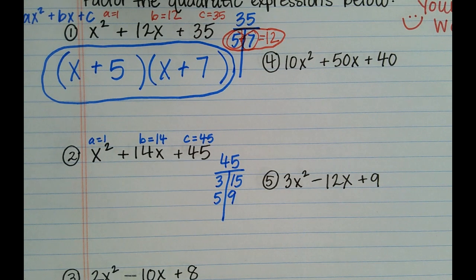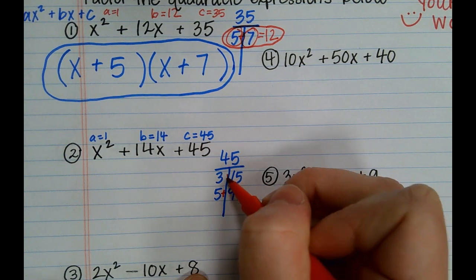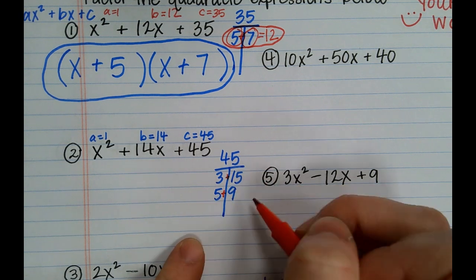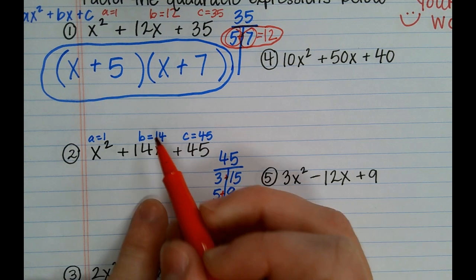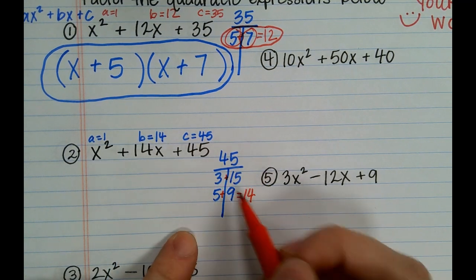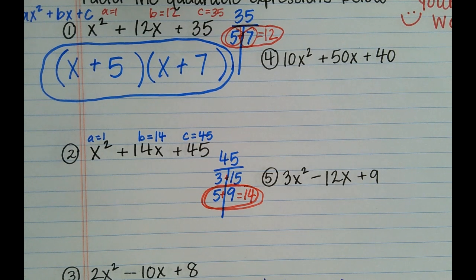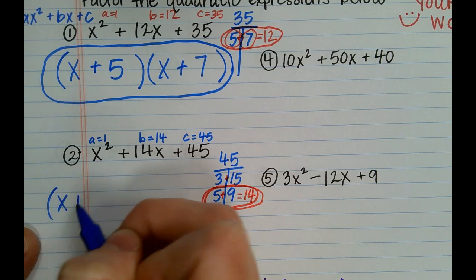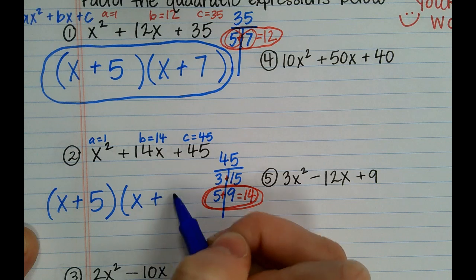9 plus 5, or 5 plus 9. 3 plus 15 is 18. That's not going to be our answer. 5 plus 9 is 14. And our B is 14. So that means these are going to be the numbers that go in our answer. So what is our full answer? X plus 5, x plus 9. Good. X plus 5 times x plus 9.